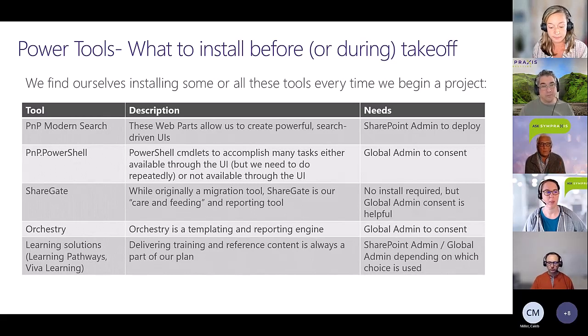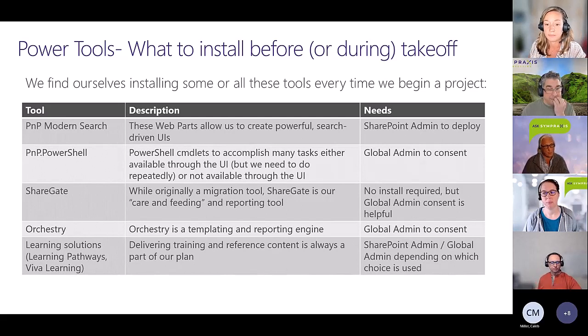We find that we use PnP Modern Search, those web parts, almost every single project. I actually can't think of a project where I haven't used them in some way to cover some sort of user story. They're very powerful web parts that really ought to be part of your toolkit. You need a SharePoint admin to deploy that solution package, but after that, it's available either to every site if you set it up that way, or to specific sites once you enable it, which is usually what we do.